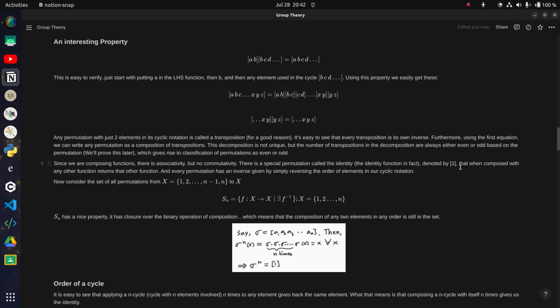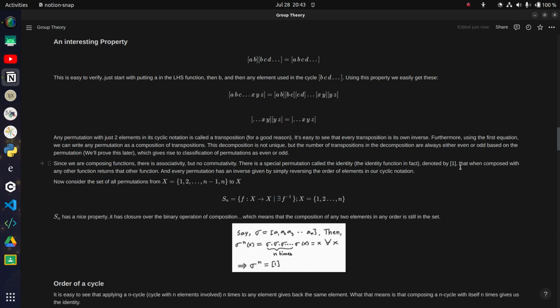So right, just to reiterate, your operation, the function composition, it has these properties: associativity, not commutativity yet, right? It will be in a special case, of course. There is a special permutation called an identity for this operation of composition of functions, and every permutation has its inverse. So every function has its inverse. That's the thing, right?